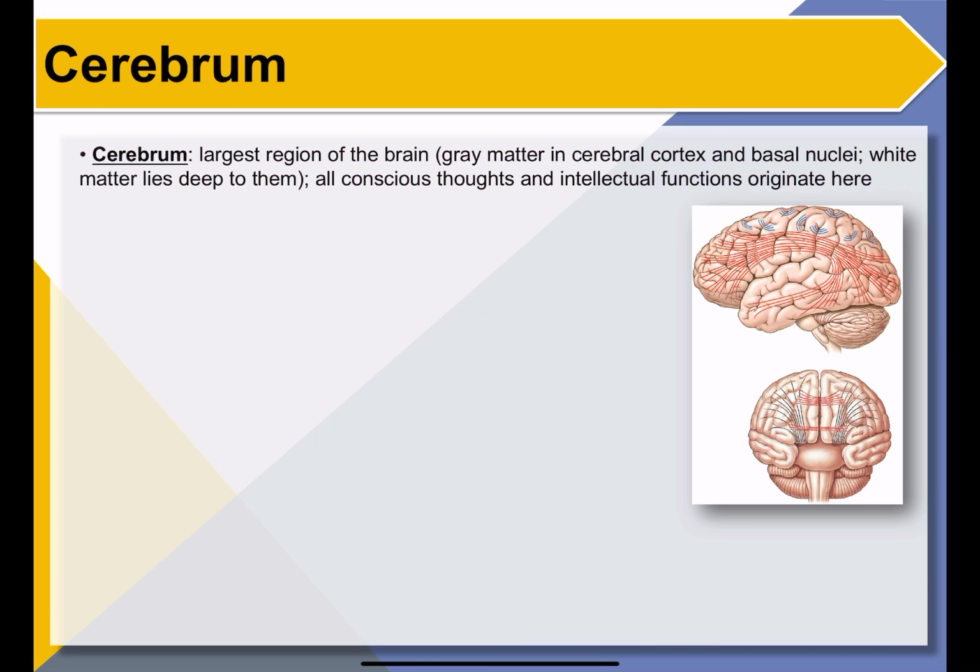It contains gray matter within the cerebral cortex. Okay, remember those folds of the brain here. And then you have those layers. And this layer there is that gray matter called the cerebral cortex. And basal nuclei is also a gray matter, okay, while white matter of the cerebrum will lie deep to the cerebral cortex. So these areas are usually where you have white matter, okay.